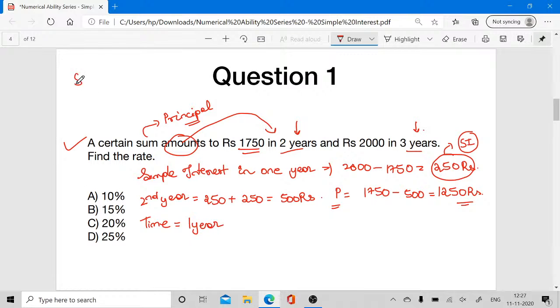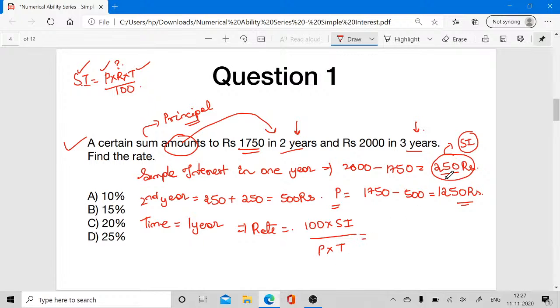I already told you guys there is only one formula for simple interest, which is P into R into T by 100. मेरे पास simple interest पता है, principal पता है, time पता है, the rate I have to find out. So let us go directly with the formula. Rate is equal to 100 into SI divided by principal into time, right?